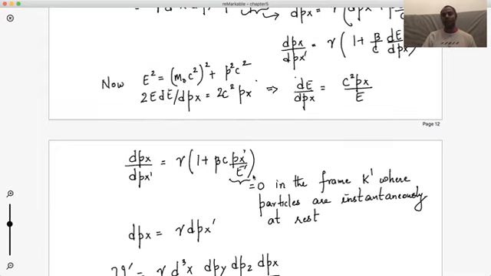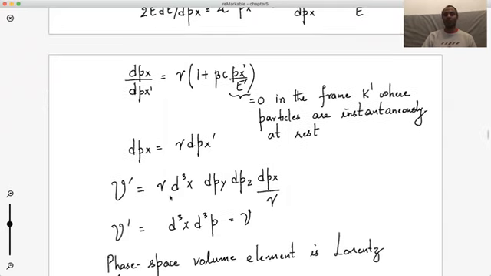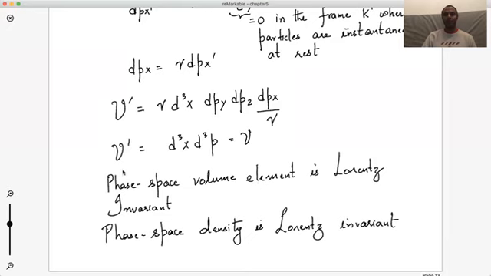So this becomes 0 in that special frame. Okay, only in that special frame, this becomes 0. So you basically get dpx equal to gamma times dpx prime. You put everything together, the 2 gammas cancel off, and then you basically get that the 2 are equal. The phase space volumes are equal between the 2 frames. And so what ends up happening in this case is the phase space volume is just equal, even though you go through a Lorentz transformation. So that must actually just be a Lorentz scalar. So the phase space volume element is Lorentz invariant.